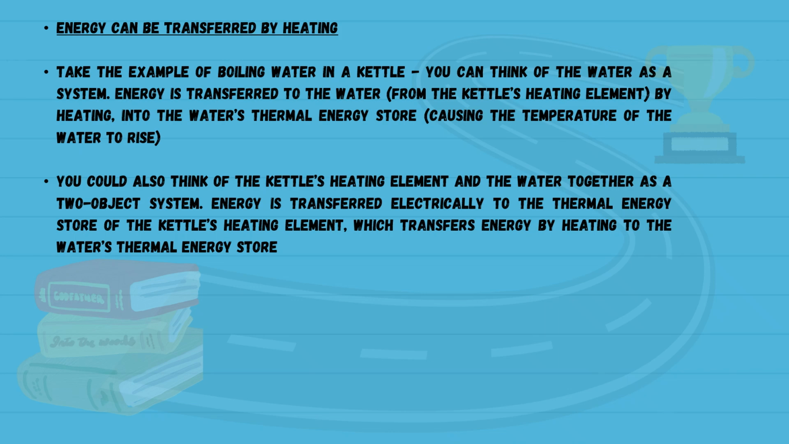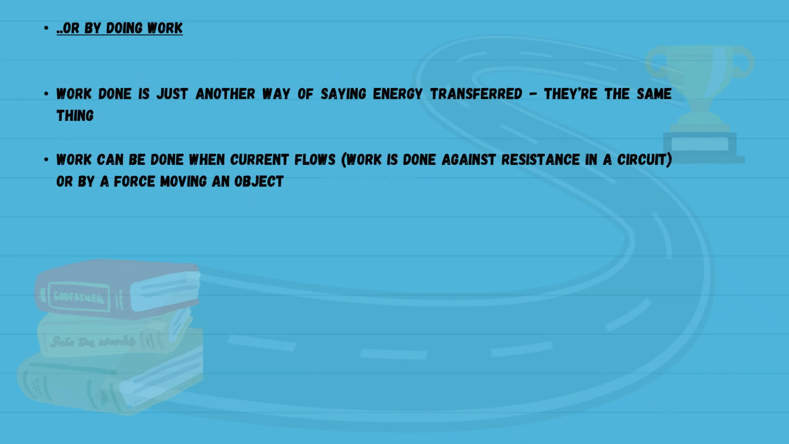You can also think of the kettle's heating element and the water together as a two-object system. Energy is transferred electrically to the thermal energy store of the kettle's heating element, which transfers energy by heating to the water's thermal energy store, or by doing work. Work done is just another way of saying energy transferred. They're the same thing. Work can be done when current flows. Work is done against resistance in a current or by a force moving an object.